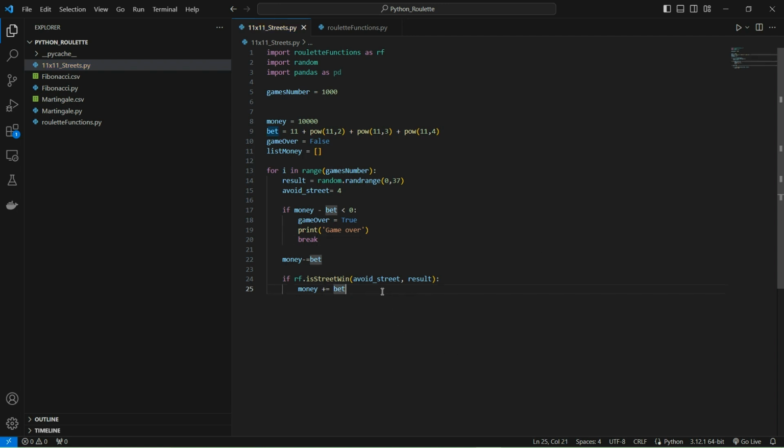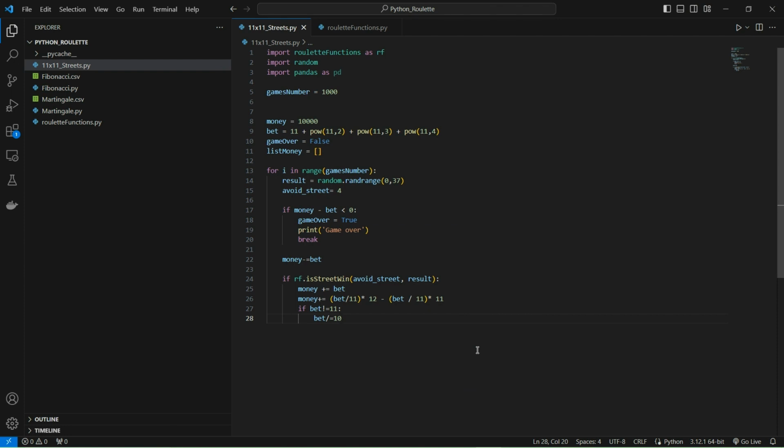Then I need to add money that I profit, so it is money plus bet divided by 11 times 12 minus bet divided by 11 times 11. And then if bet is different from 11, I will divide bet by 10.